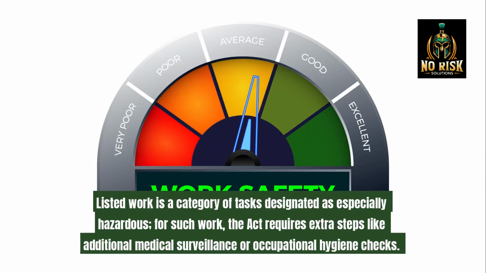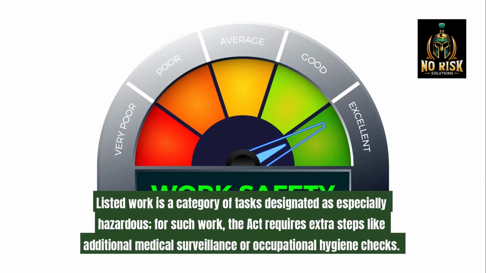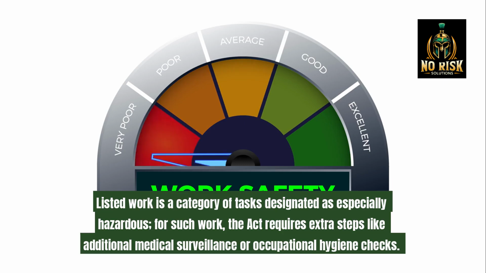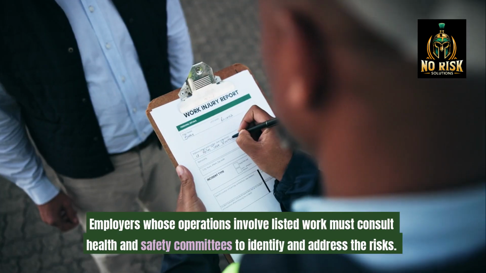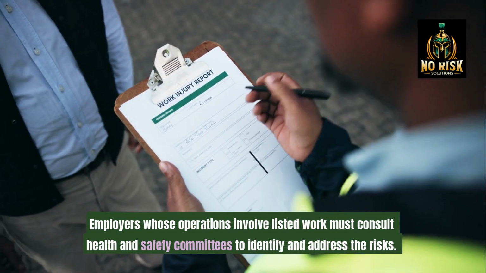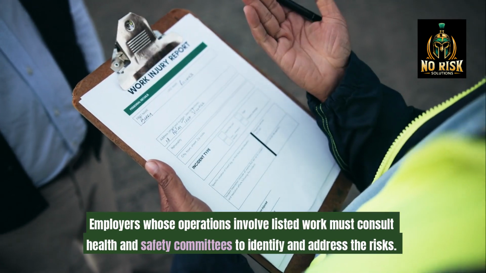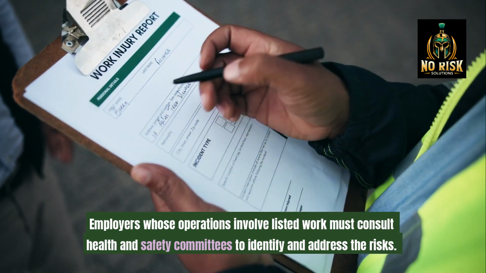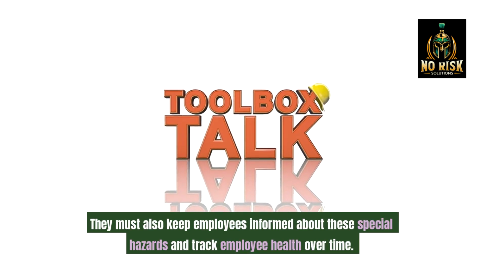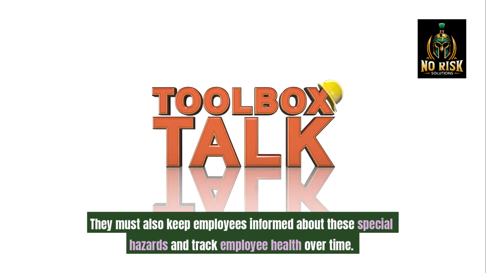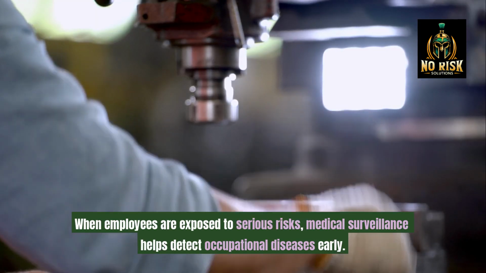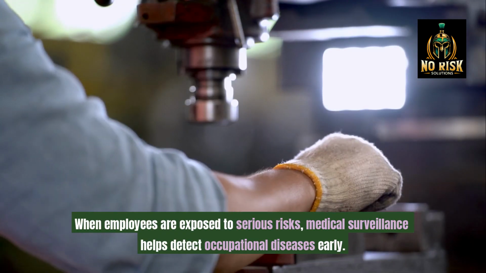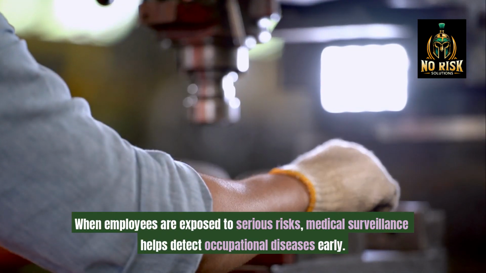Listed work is a category of tasks designated as especially hazardous. For such work, the Act requires extra steps like additional medical surveillance or occupational hygiene checks. Employers whose operations involve listed work must consult health and safety committees to identify and address the risks. They must also keep employees informed about these special hazards and track employee health over time. When employees are exposed to serious risks, medical surveillance helps detect occupational diseases early.